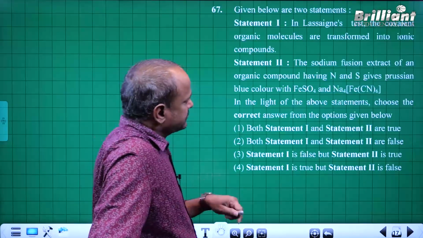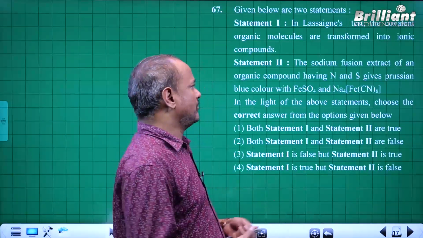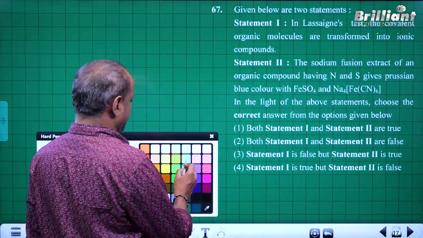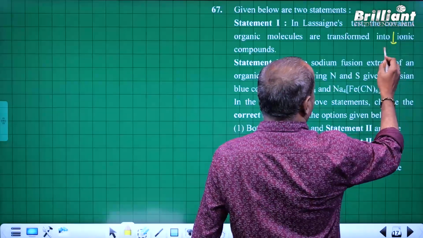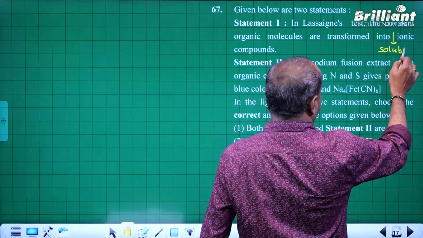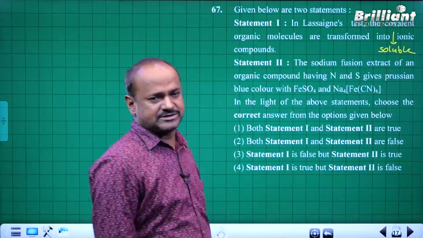Next, Lassaigne's test converts covalent organic molecules into ionic compounds. Correct one. Soluble ionic compounds, or simply ionic compounds, is also taken as correct. Correct one.